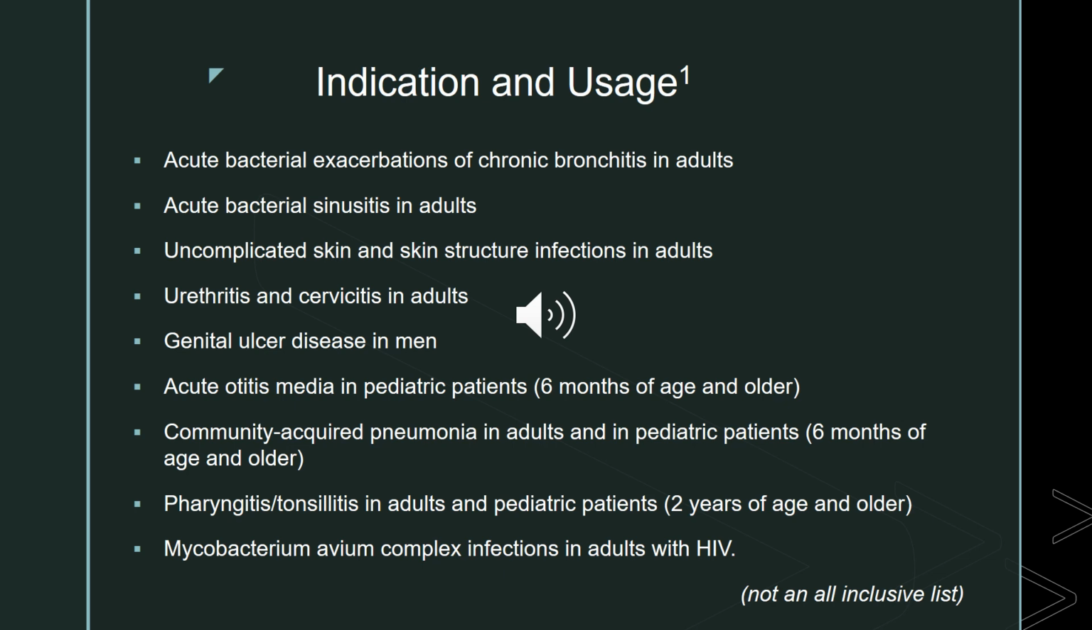pediatric patients, and pediatric patients 6 months of age and older, community-acquired pneumonia in adults and in pediatric patients, and again, 6 months and older for pediatric patients, pharyngitis and tonsillitis in adults and pediatric patients, and for this pediatric patient population, it would be for 2 years and older. And it can also be used for Mycobacterium avium complex infections, which is an atypical infection that can happen, and patients with HIV are more at risk at this.